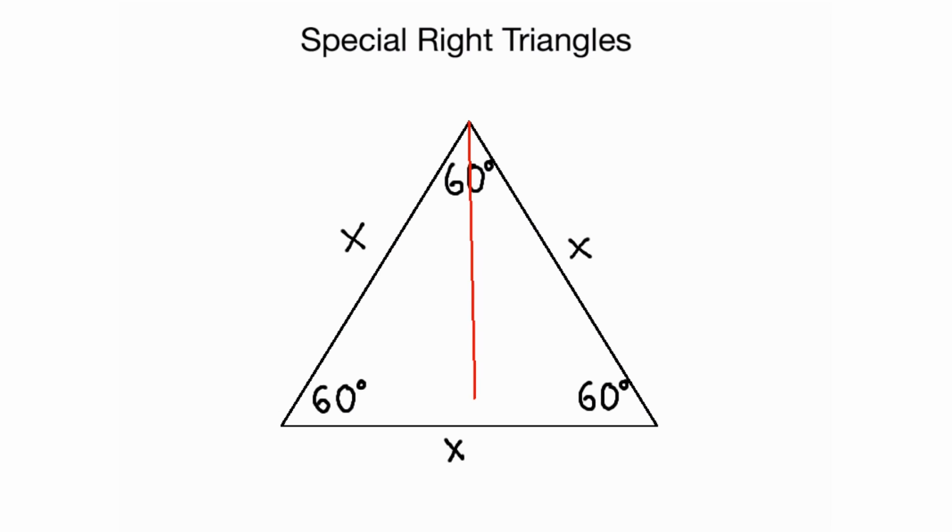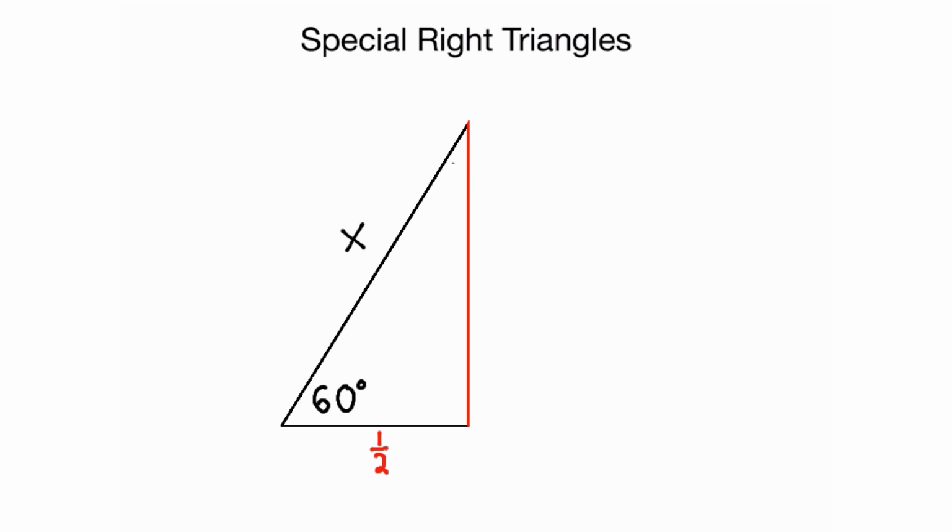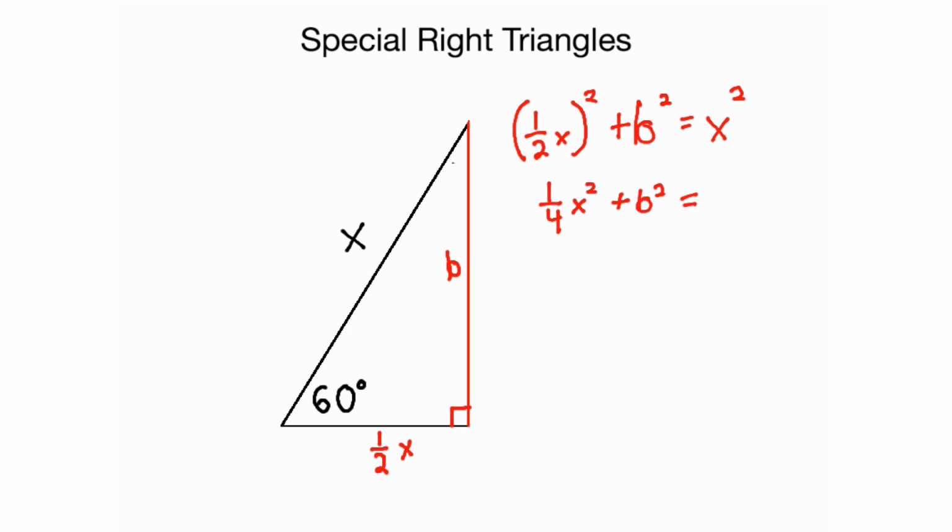Now, if this was bisected with the altitude, then our base now is half of what it used to be. And we'd like to calculate what is the height in relationship to x, which is the length of the hypotenuse. We're going to use the Pythagorean Theorem that is used for right triangles, a squared plus b squared equals c squared, to determine what the length of the height will be.